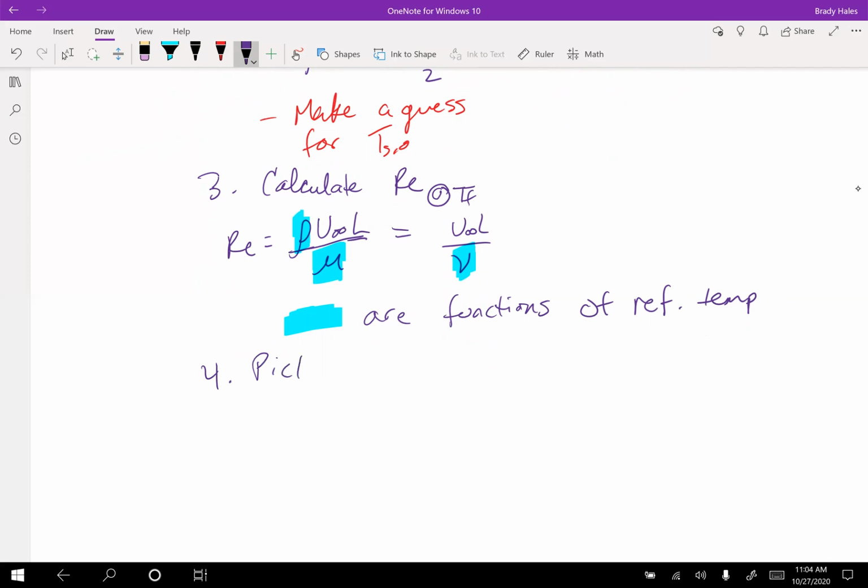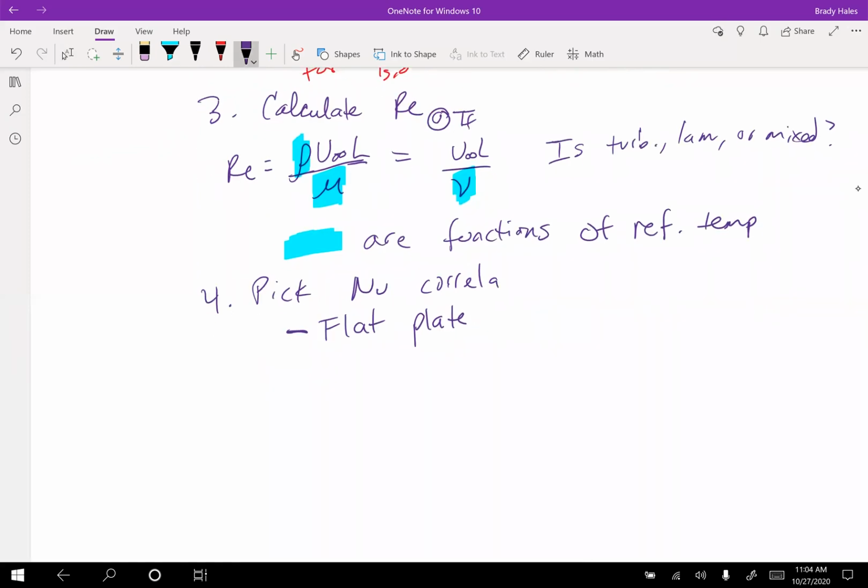Step 4, pick Nusselt correlation. So the purpose of calculating the Reynolds number is to ask yourself, is it turbulent, laminar, or mixed? Okay. So coming to the Nusselt correlation, we have flat plate. And in this case, when you calculate the Reynolds number, you get that it's turbulent, right? Now you have to ask yourself, is it fully turbulent or is it mixed?